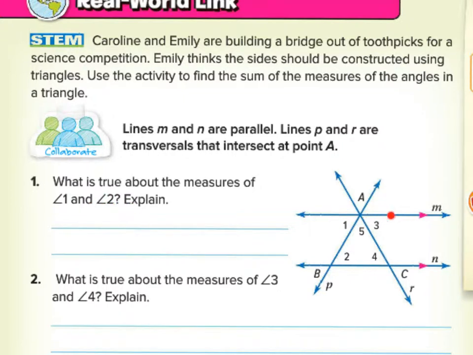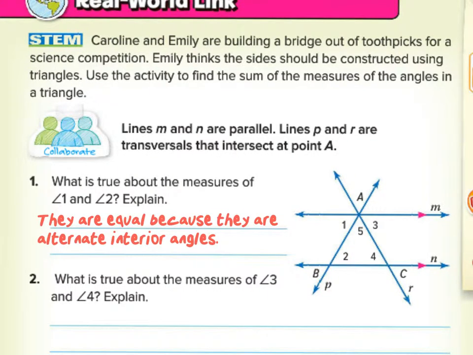Explain. Well, we see that they are inside the parallel lines, right? And here's angle 1 and here's angle 2. You can see that they go across one another, so we can say they're alternate, and because they're inside, they are interior, so we can say they're alternate interior angles, right? Simply put, we say they are equal, because they are alternate interior angles. So angle 2 and angle 1 are equal.